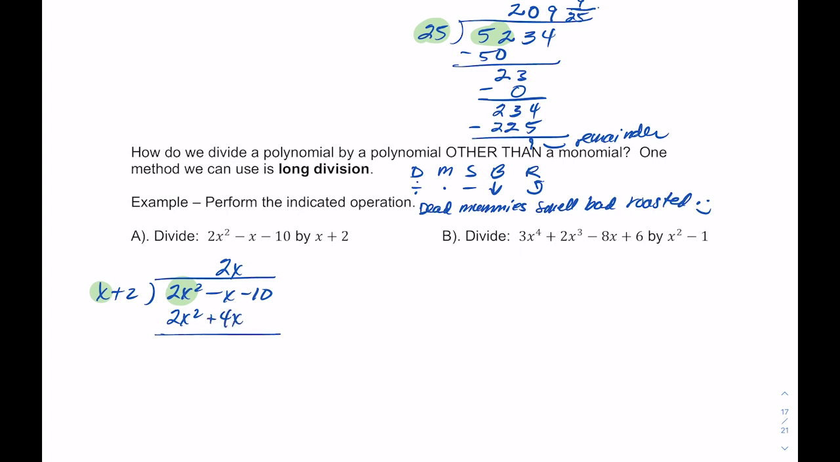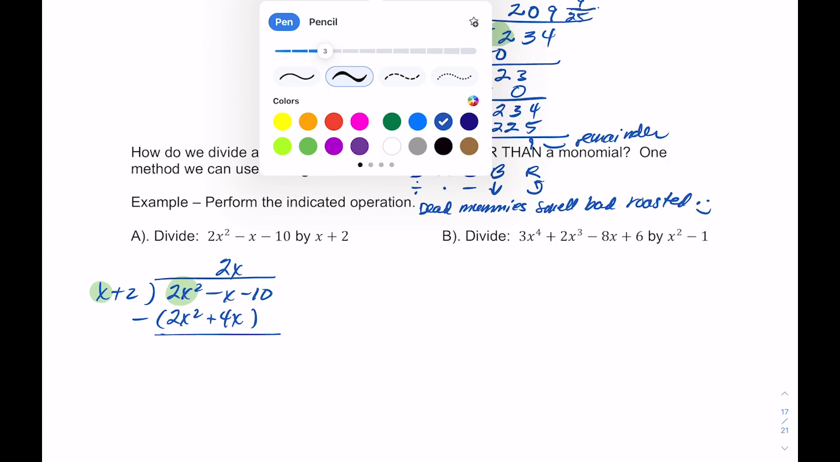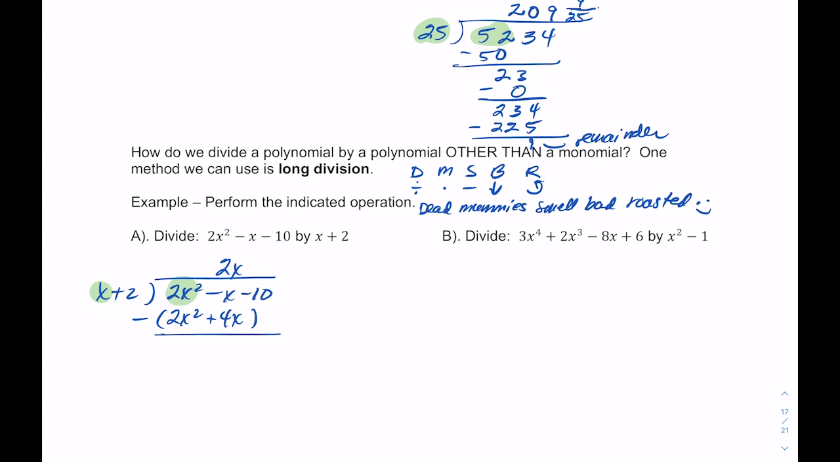After you multiply, you subtract. So when we're subtracting a quantity, I need to put parentheses around that to indicate that I'm subtracting not just the 2x squared, but the 4x. And think of subtraction as just adding an opposite. So what I want you to do is change the minus to a plus and then change each of the signs, just make them opposite. Now you can just combine vertically. So 2x squared minus 2x squared, that's just going to cancel out. Negative x minus 4x is negative 5x. And then I'm going to bring down the negative 10. And then I repeat the process.